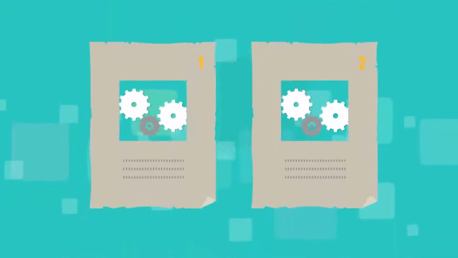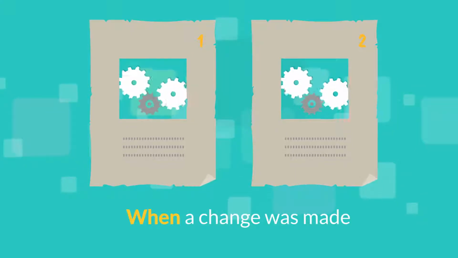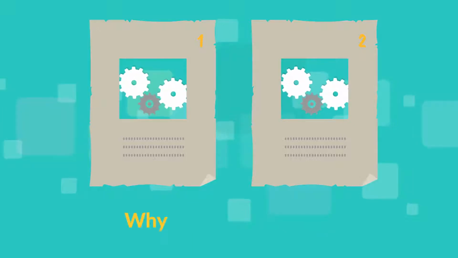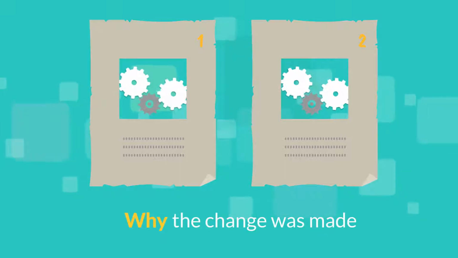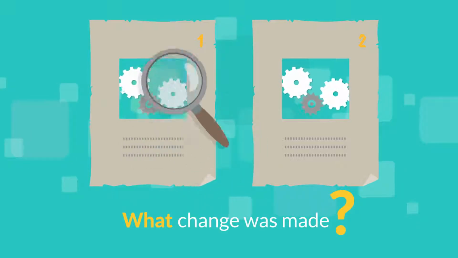Some job scheduling products can track changes to scheduling objects and can tell you when a change was made, but cannot tell you who made the change, and why the change was made. Also, finding out what exactly changed often requires manual effort.